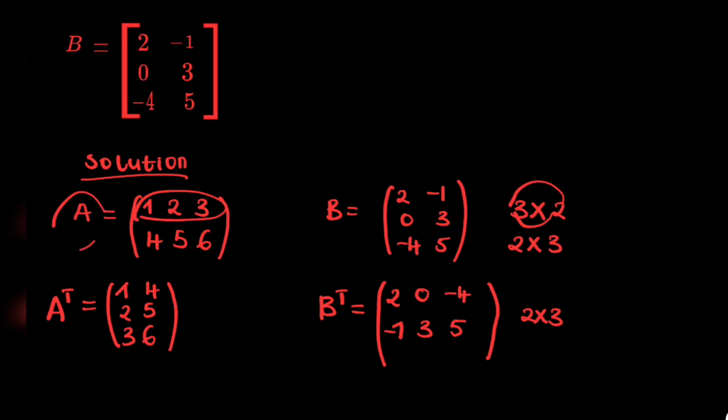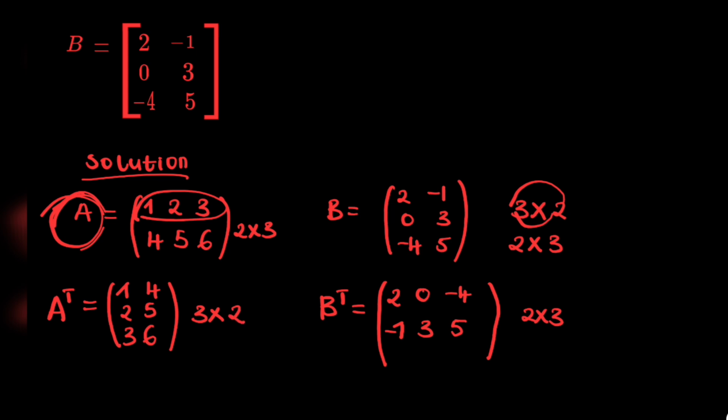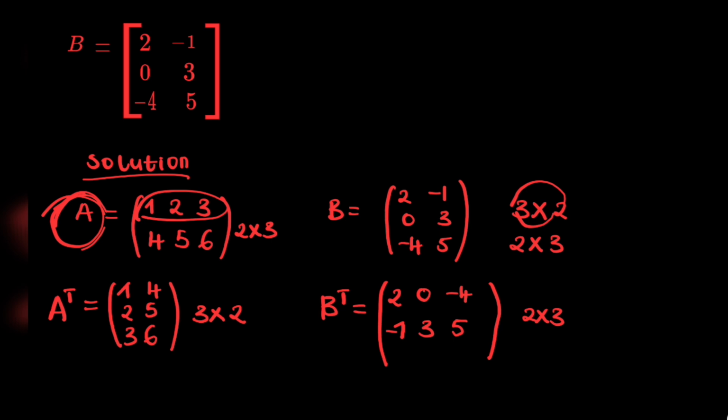So for this first one, A, this was a 2 by 3 matrix, and when we took the transpose, it became a 3 by 2 matrix. So the transpose is simply the reverse. Remember, when looking for the transpose of a matrix, we are reversing. The rows will become the columns, and we put them in order.